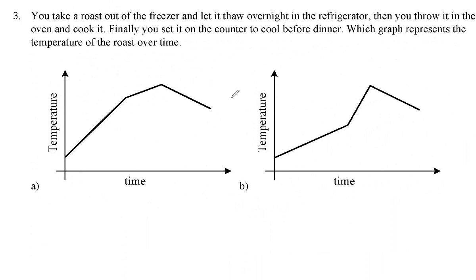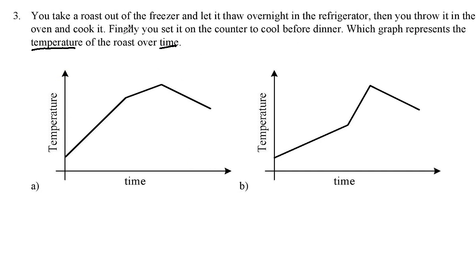Problem number 3, we have a roast that we pull out of the freezer and let thaw overnight in the refrigerator. Then we throw it in the oven and cook it, and finally we set it on the counter to cool before we dig in. We want to know which graph represents the temperature of the roast over time. Temperature is on the vertical, time on the horizontal.